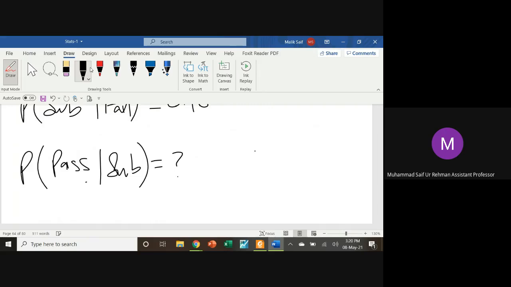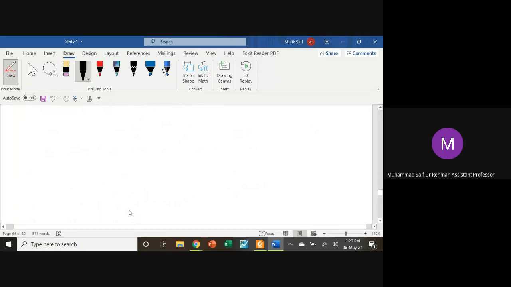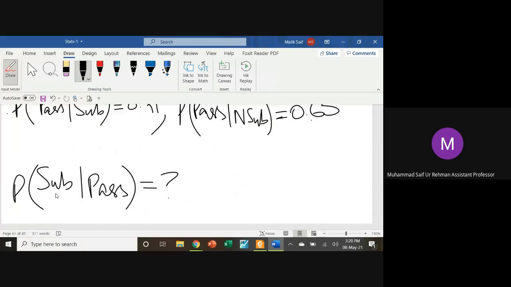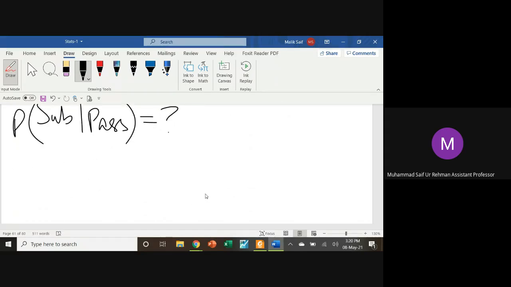So now you can compare it. Pass, submission. What is the probability that he is going to pass the examination, and it is confirmed that he had submitted the assignment? So submission is there. And if you see this situation, submission is there, given that he passed the examination. So the scenario has changed. So now how will you use the Bayes formula or Bayes theorem to find out this probability?